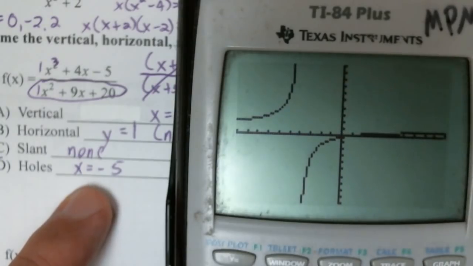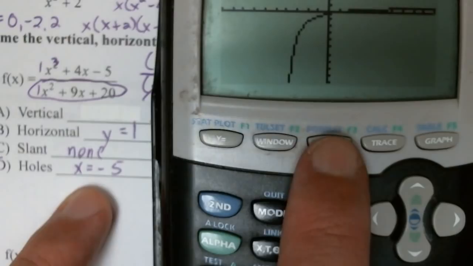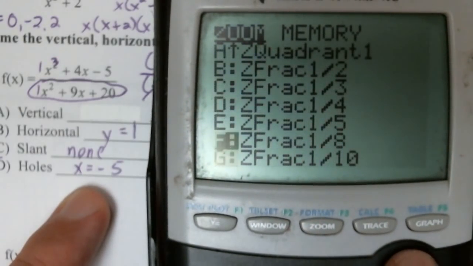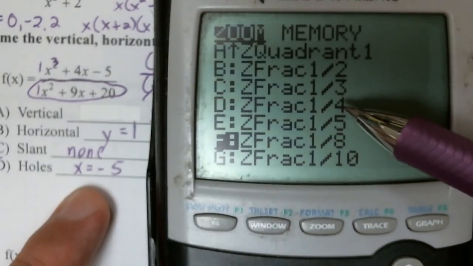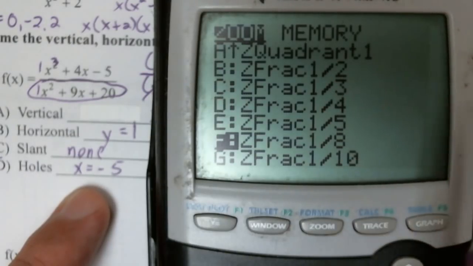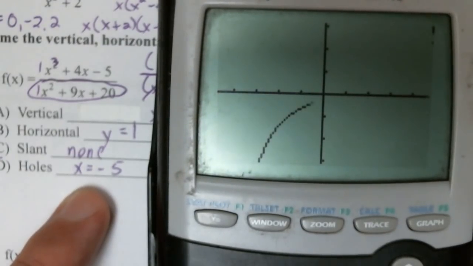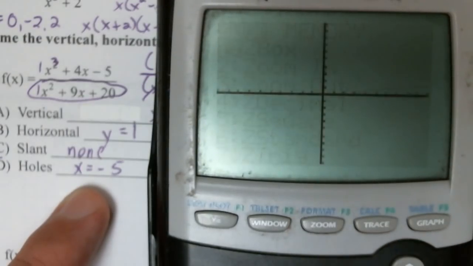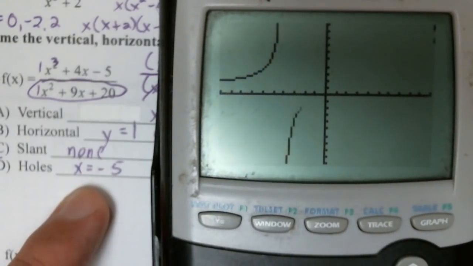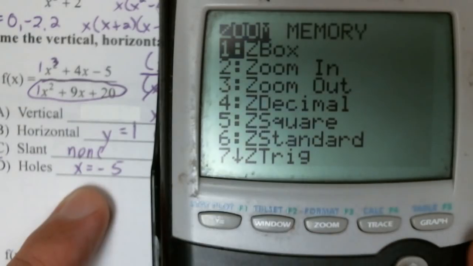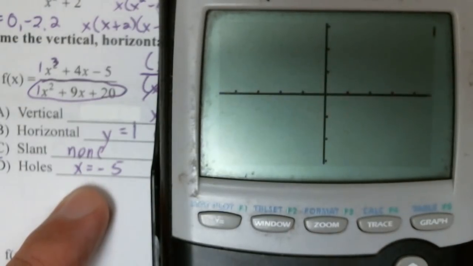It's a physical break in the graph. But what you can do, guys, is press this zoom button, and scroll all the way down to the very bottom. You can actually tell your calculator, I only want to see 1/4 or 1/5 of the whole graph. I'm going to go all the way down to 1/10. That means I only want to see 1/10 of the graph. Okay, so let me get back. Zoom 6, and let's go zoom 1/10.